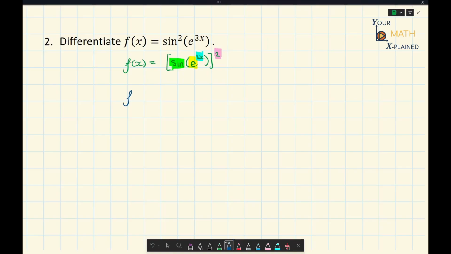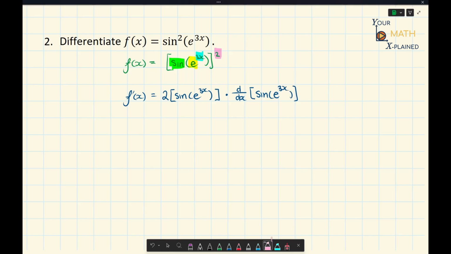Now, chain rule says we're going to take the derivative of the outsidemost function, so something squared. And using the power law, something squared is going to be 2 times that something to the power of 1. And the something in this case is everything that's inside the square bracket, which is sine of e to the 3x. And now we need to multiply this by the derivative of that inside function. So the inside function right now is everything inside. So that means we want to take the derivative of sine of e to the 3x.